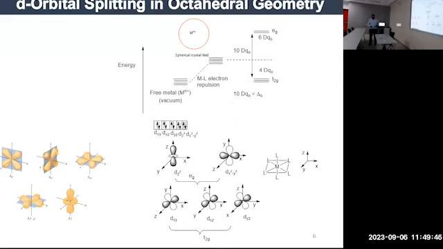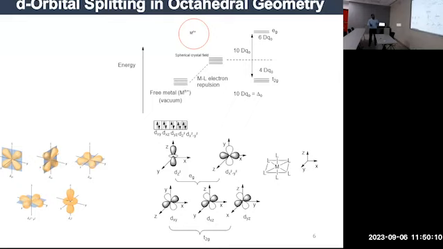So if you draw again, and I think in the notebook also you can just extend the axis and you can draw this dxy, dxz, and dyz. So if you consider this plane and xyz axis, when free metal in the vacuum, this is the energy. And when ligand approaches the metal, because of electron repulsion, the energy will be raised.